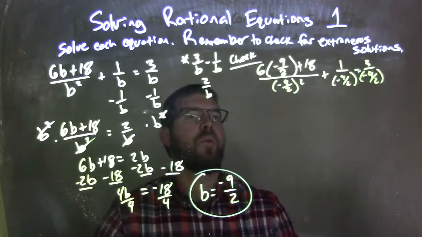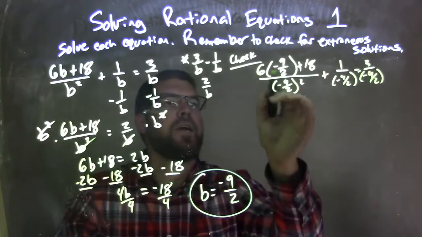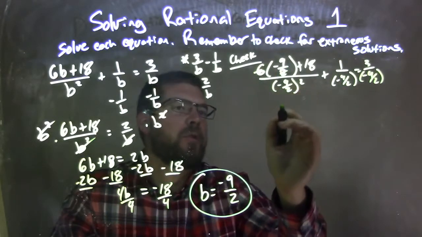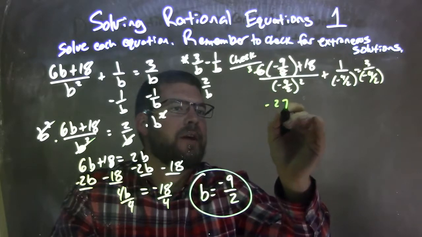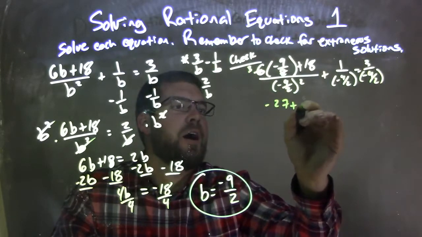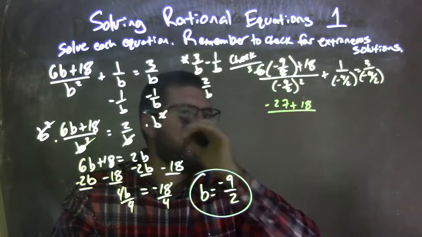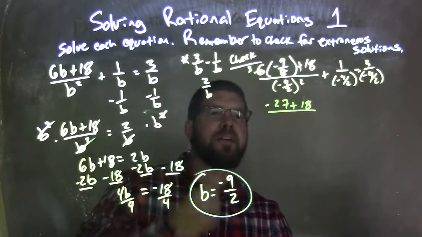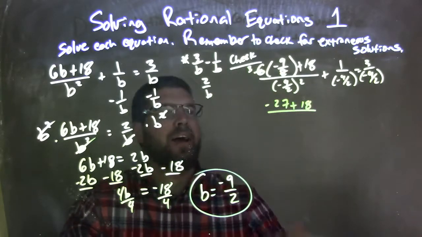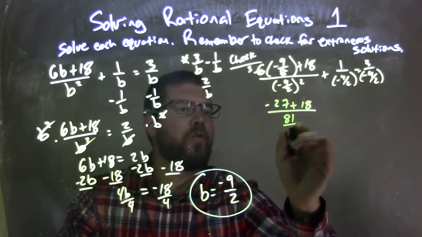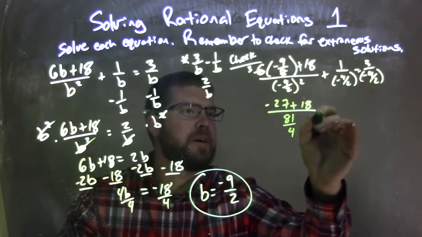Okay. Well, let's go simplify some of this stuff. 6 and 2 become a 3 right there, right? And 3 times negative 9 is negative 27. So we have negative 27 plus 18 over negative 9 squared, negative 9 times a negative 9 halves times a negative 9 halves. I'm squaring that, so we have actually 81 over 4. Okay, and that little fraction there.